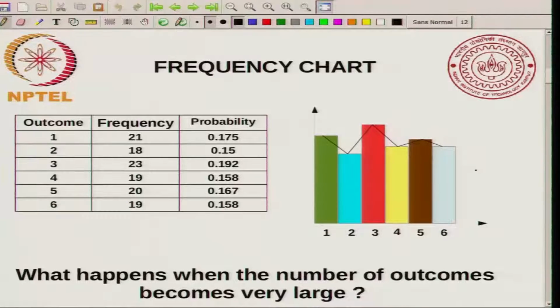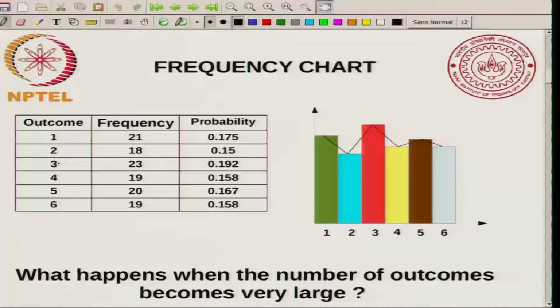Okay, so you can make a chart like this of frequency, and this is something all of you have seen before. Now the question is, what happens when the number of outcomes is very large? So suppose here I had only 6 possible outcomes. Suppose I had an experiment where the number of outcomes is extremely large. It is not just 6 possible, there are many possible outcomes. Then what happens to this chart and what happens to this graph?